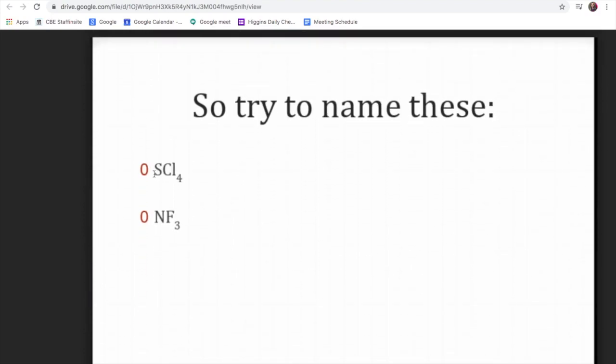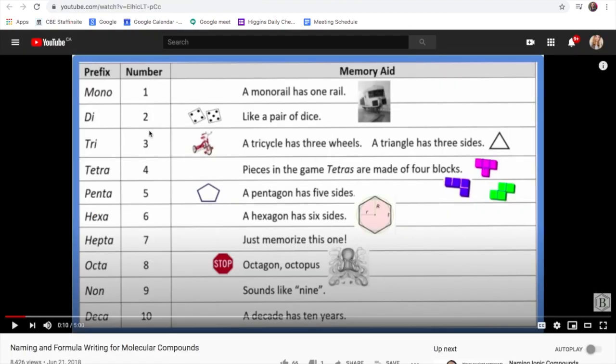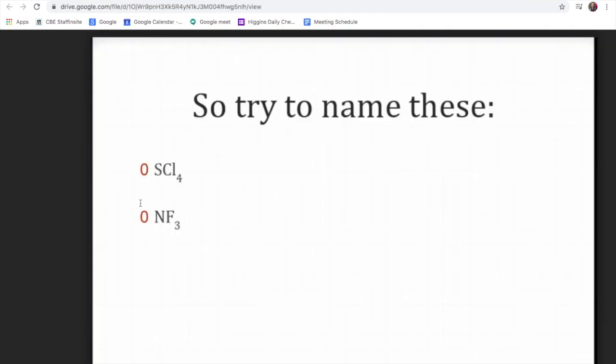So you're looking at sulfur and 4 chlorine atoms. So the sulfur we know is just one, so you'll just write it as sulfur. Now the 4 chlorine, it's going to be tetra. And again, we got to worry about that ending. So it's going to be sulfur tetrachloride. And then for this one, it's going to be nitrogen, and there's 3 of them. So nitrogen trifluoride.